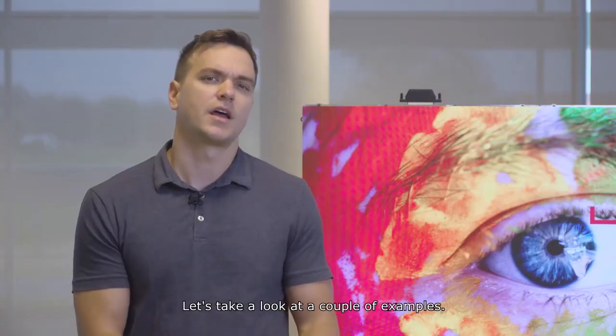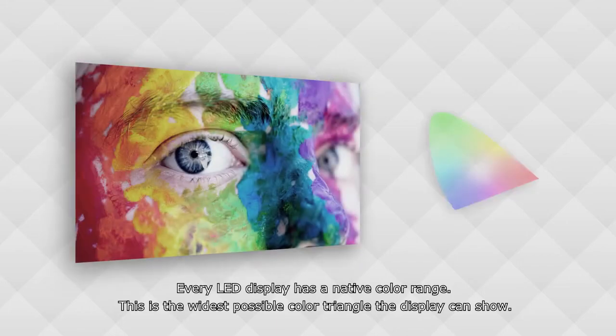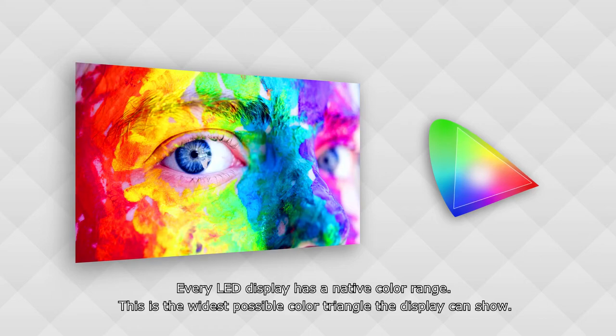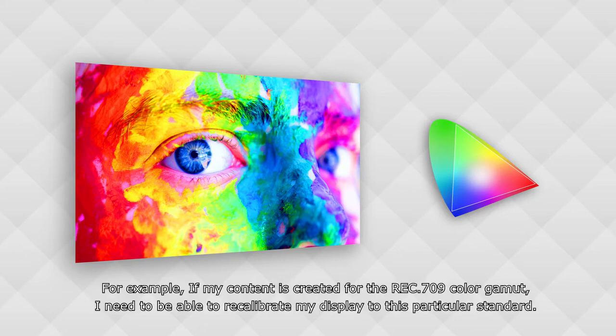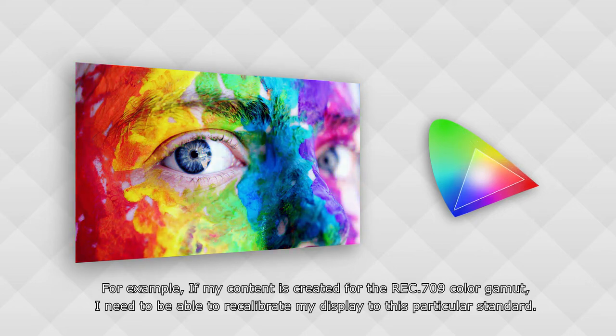Let's take a look at a couple of examples. Every LED display has a native color range. This is the widest possible color triangle the display can show. Typically, the display will oversaturate the content, which might look appealing, but it's not always desired. For example, if my content is created for the Rec 709 color gamut, I need to be able to recalibrate my display to this particular standard.